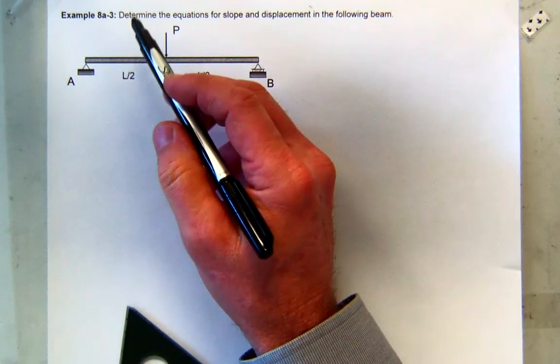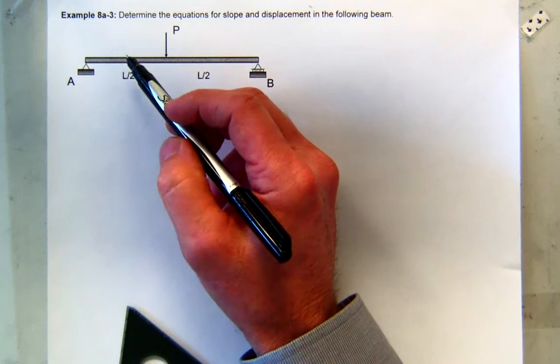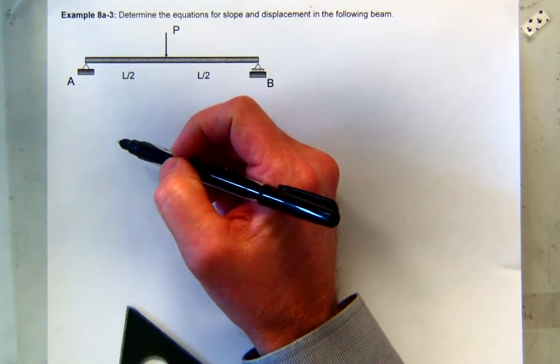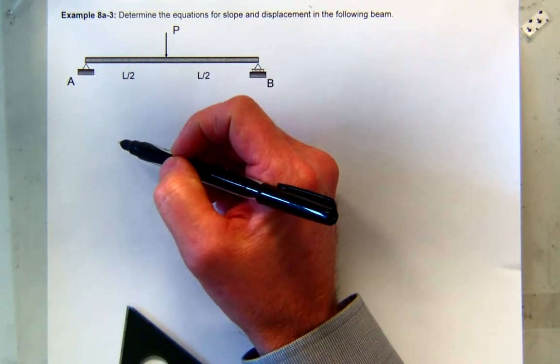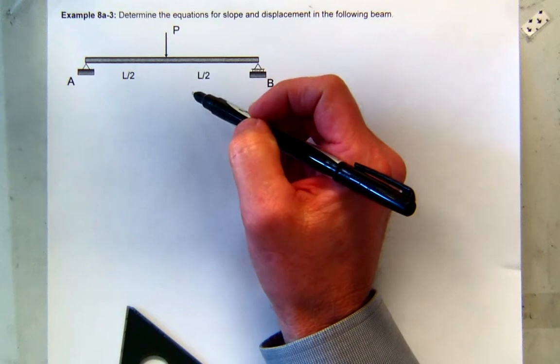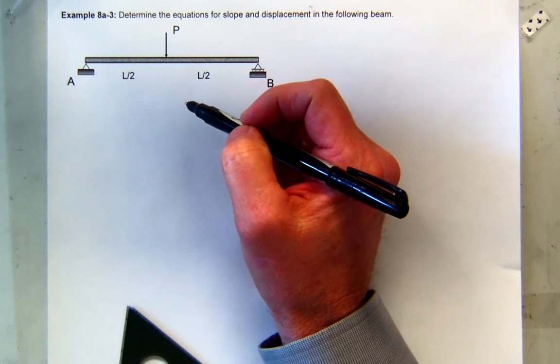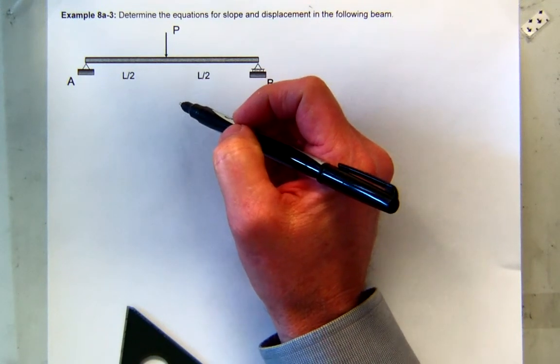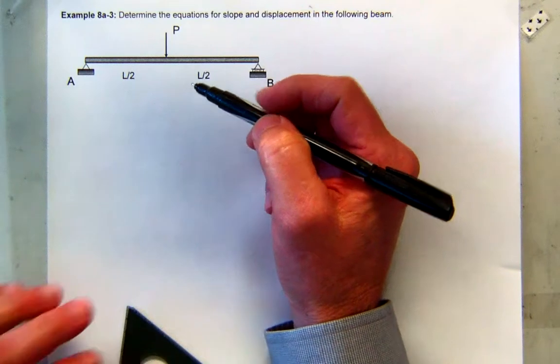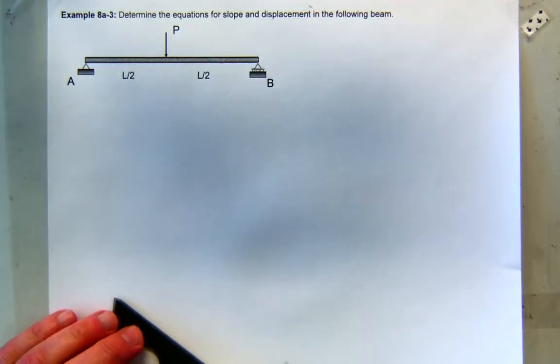So if one moment equation results in two integration constants, then two moment equations are going to result in 4. So you can see right there the problem gets a little challenging. But let's go through the details so you can see it.